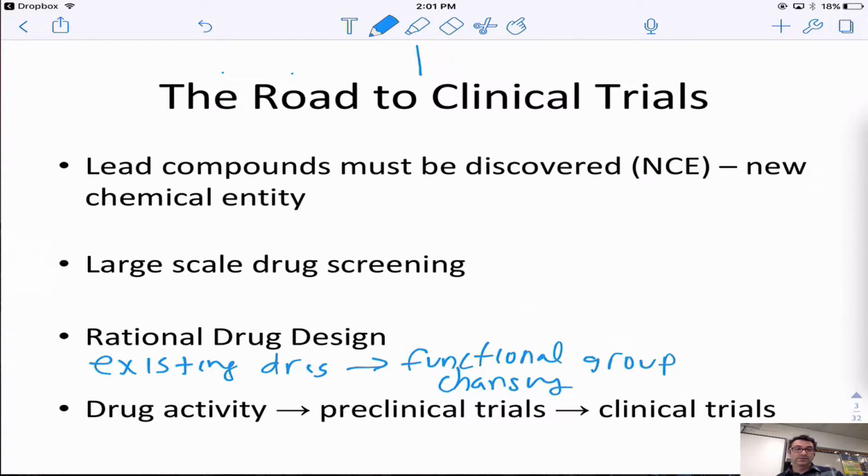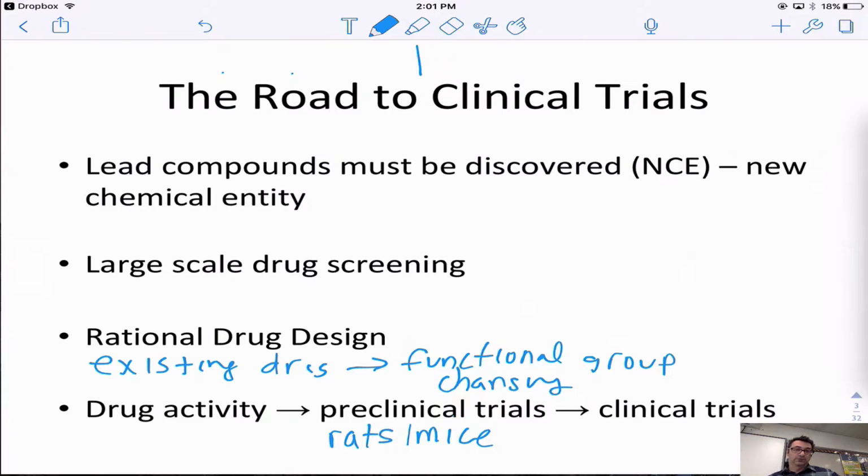So whether they're doing rational drug design or large-scale drug screening, they'll test the drug activity in cells. They'll do preclinical trials, which would normally be in some kind of animal system, so they would test it on rats or mice. And then they would test it clinically in clinical trials. Clinical trials would be with humans.